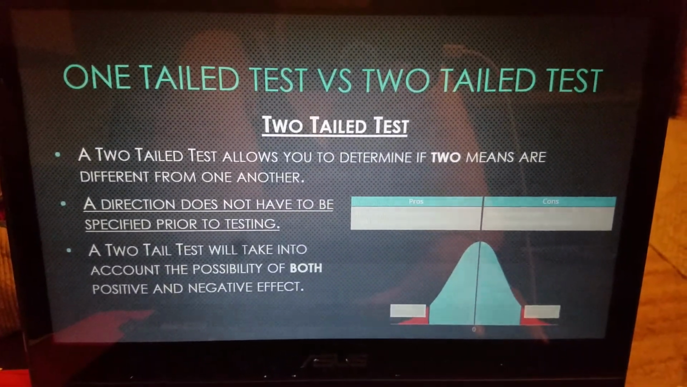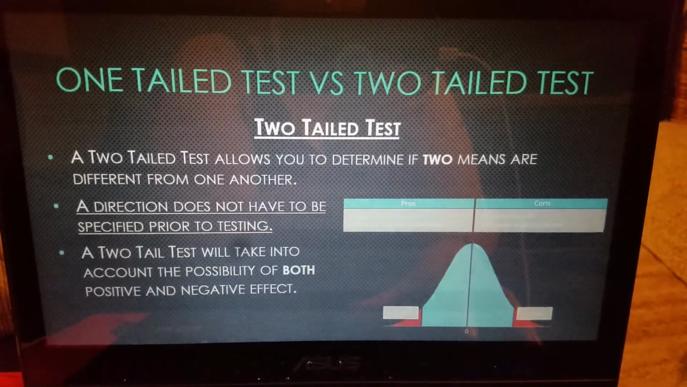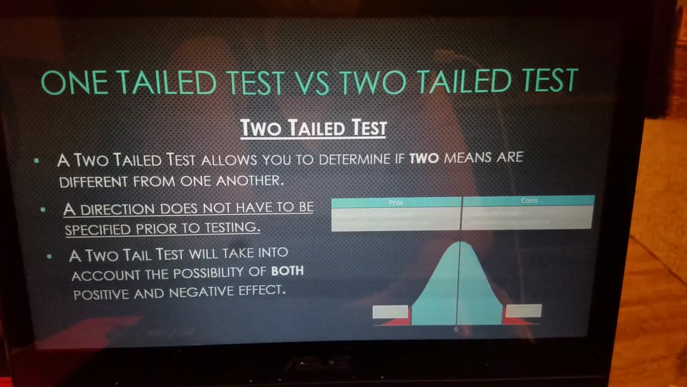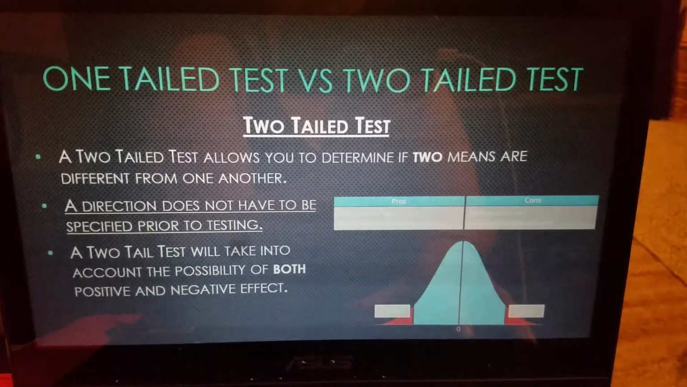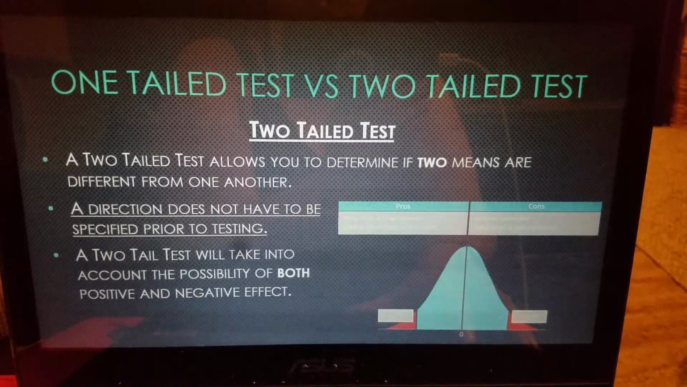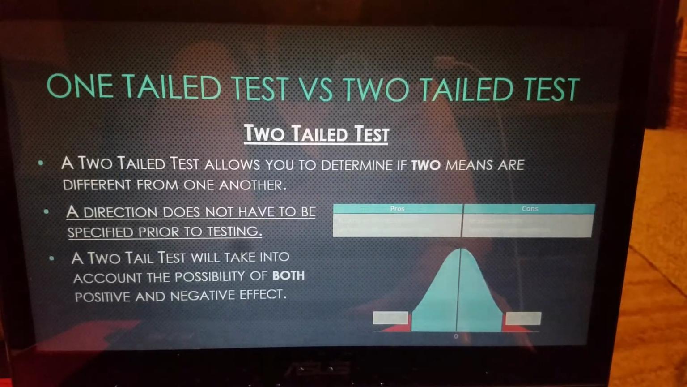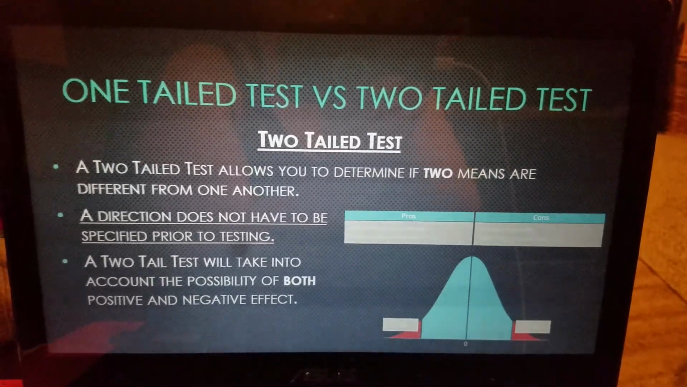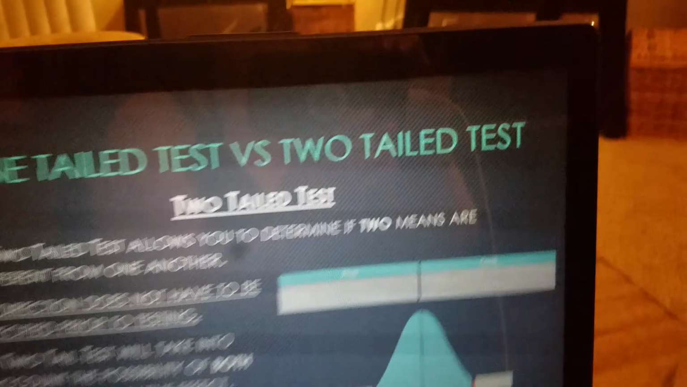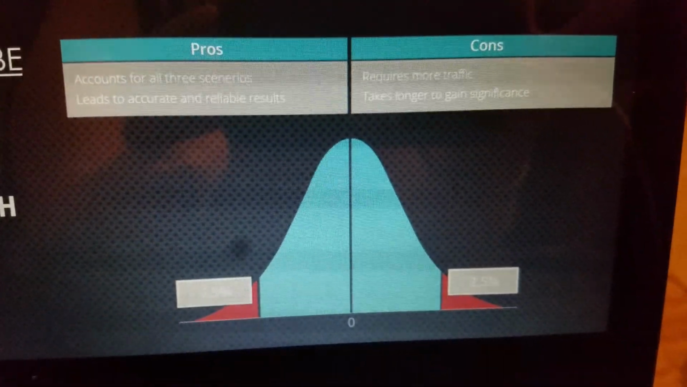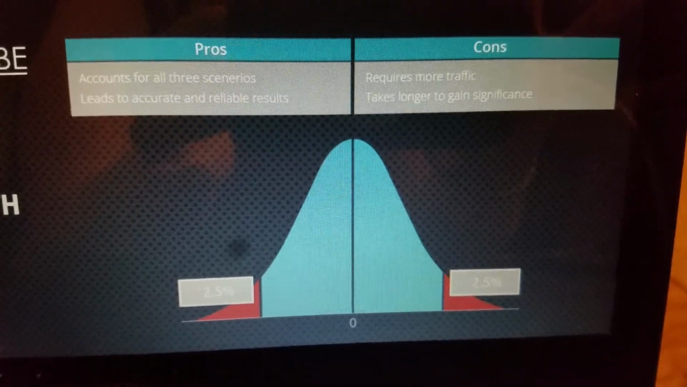And the opposite test of this one is going to be the two-tailed test. The two-tailed test allows you to determine if two means are different from one another. A direction in this one does not have to be specified prior to testing, and a two-tailed test will take into account the possibility of both positive and negative effects. And here is a two-tailed test with some pros and cons.